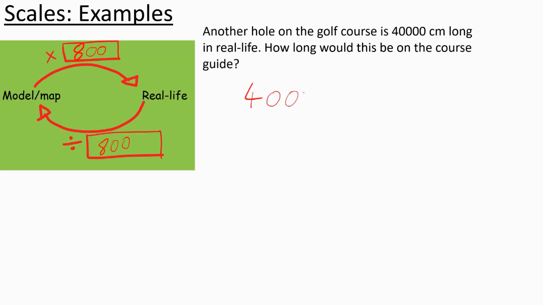So I have 40,000 divided by 800. We could cancel these zeros. We have 8 into 40, which goes 5. So we end up with 50. Now the units are still centimetres, so it's going to be 50 centimetres on the course guide.